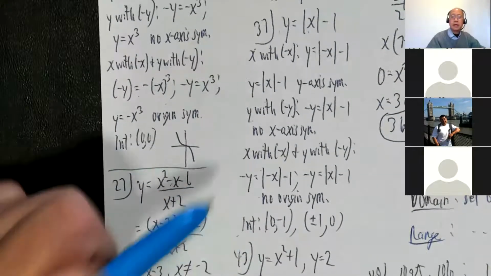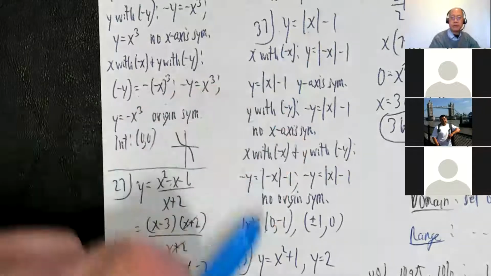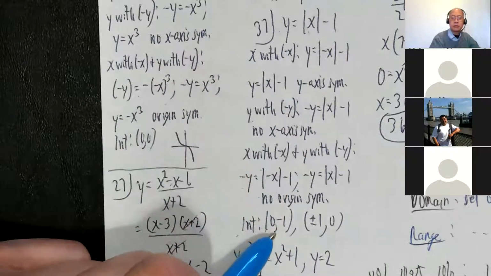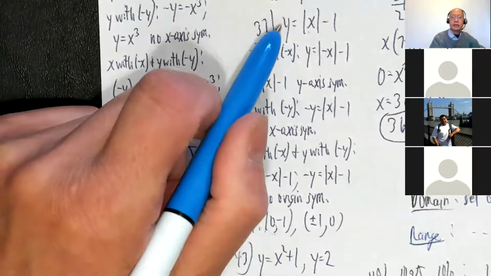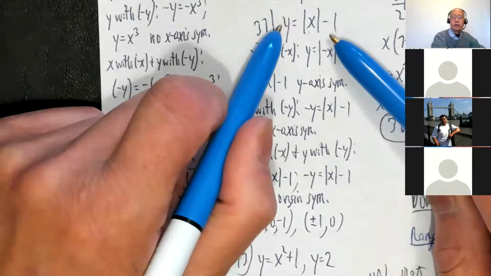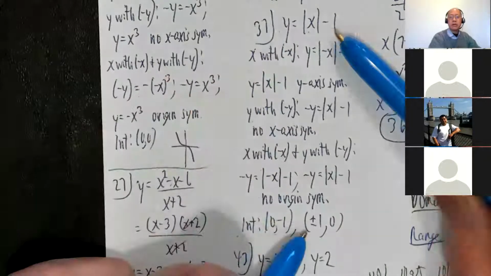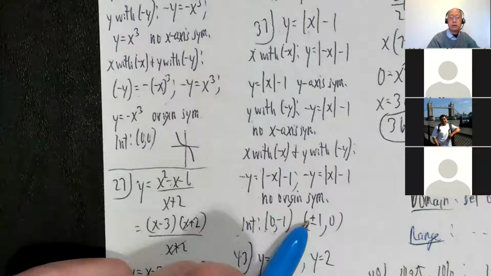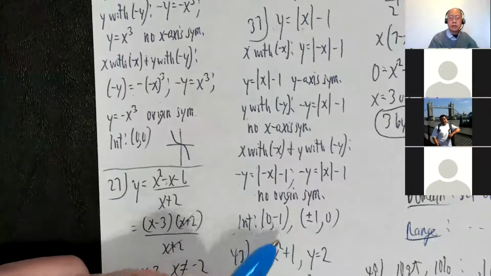All right, intercepts. Plug in x is 0, y is negative 1. Y is 0, you would add 1. You'd have absolute value of x is 1. That gives me plus or minus 1. So these are my intercepts.